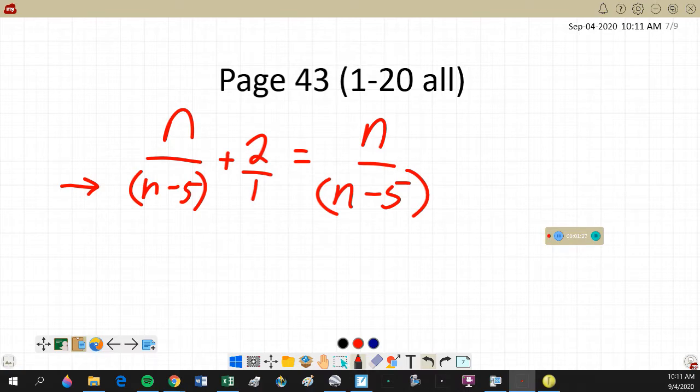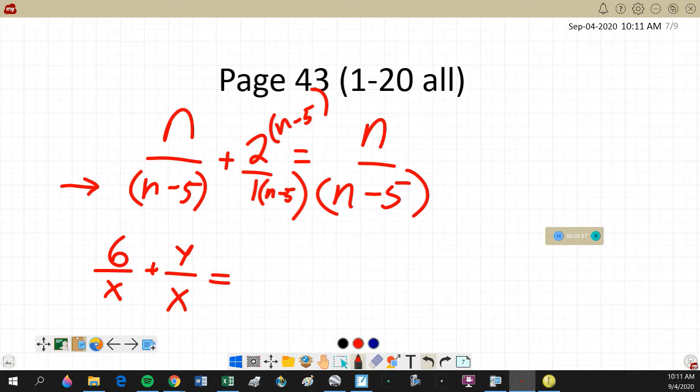So, to have a common denominator, I need to multiply this by n minus 5. Am I allowed to do that? Yes, as long as I multiply the denominator by n minus 5. Now they all have a common denominator. So if I had 6 over x plus y over x is equal to 5 over x, are the x's needed anymore? No. How come? They're all the same. Can I just get rid of them?